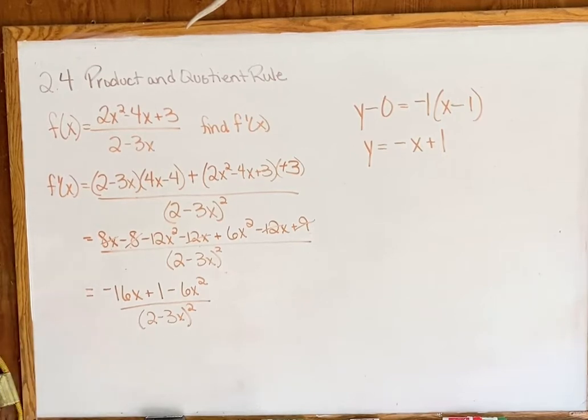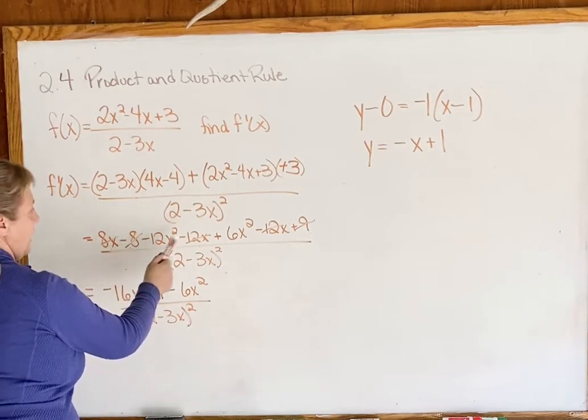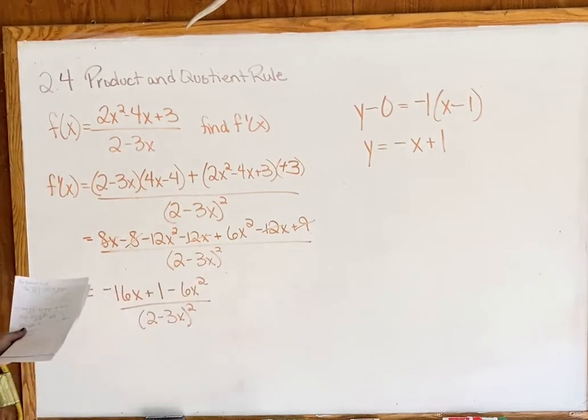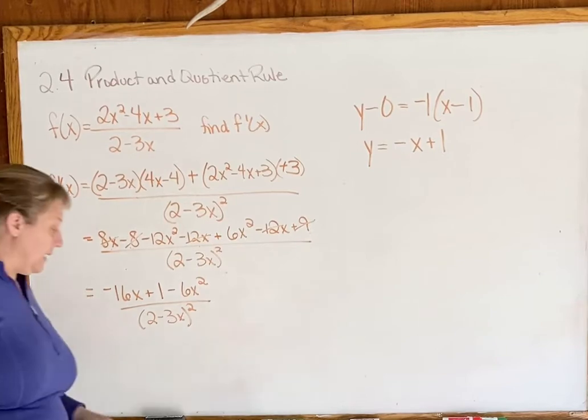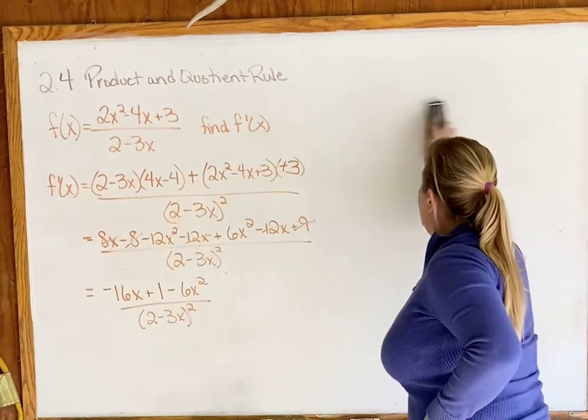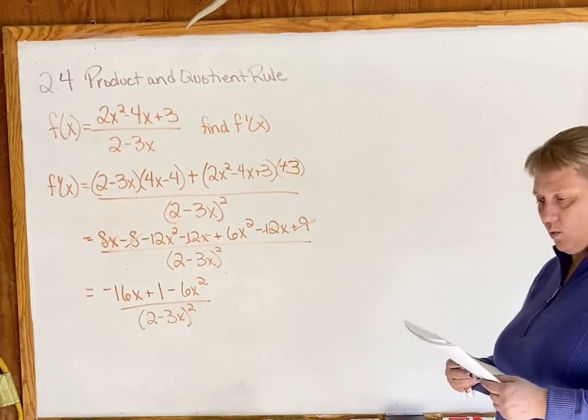Did I do that right, or did I make a mistake? Hold on. So minus 24x plus 8x is minus 16x, right? Okay. All right. Just a couple more here. Just wanted you to see some kind of really weird looking ones.